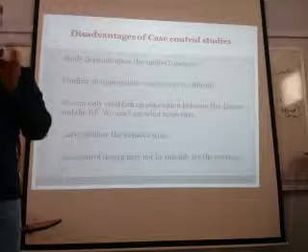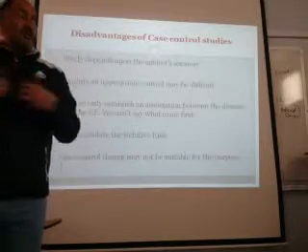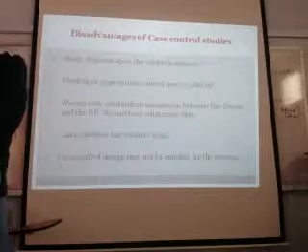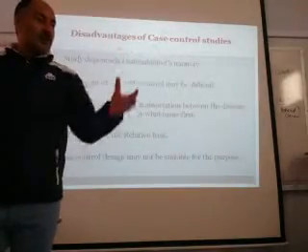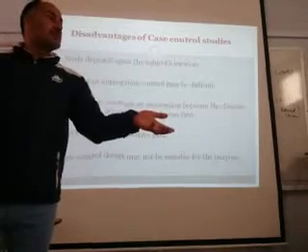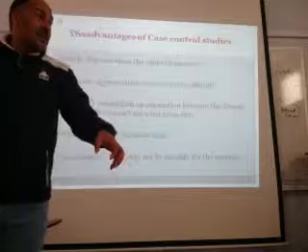Sometimes it's very difficult to find an appropriate control for that case. If I have a case of 45 years, for example, male, I may not get a 45-year-old male without the disease. He may not be interested to come into your study. So it becomes difficult that way.